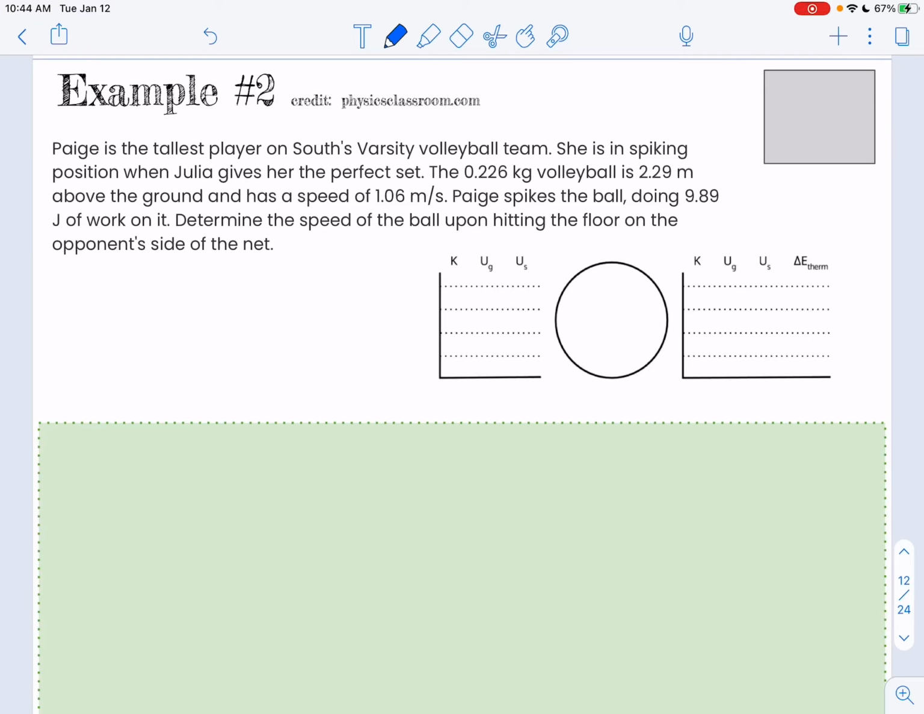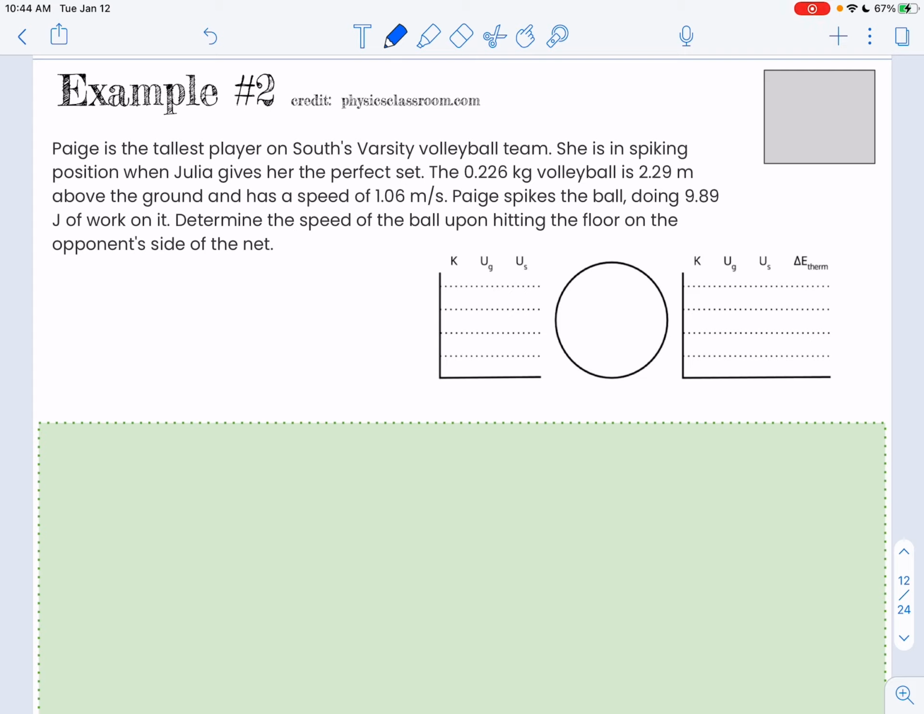Okay, so here's another easier example of using work in the problem. Paige is the tallest player on South's varsity volleyball team. She is in spiking position when Julia gives her the perfect set. The 0.226 kilogram volleyball is 2.29 meters above the ground and has a speed of 1.06 meters per second.